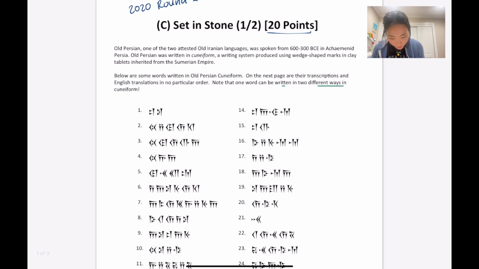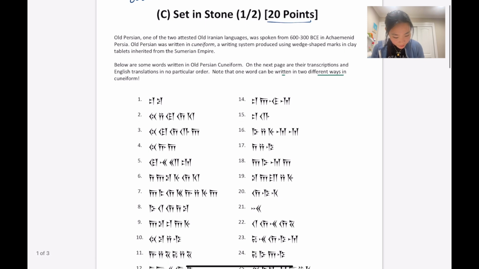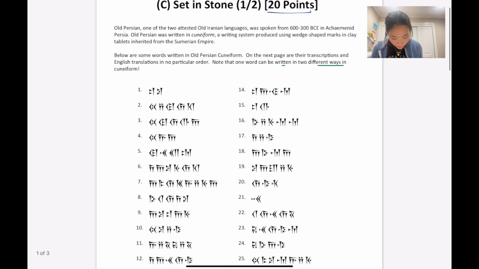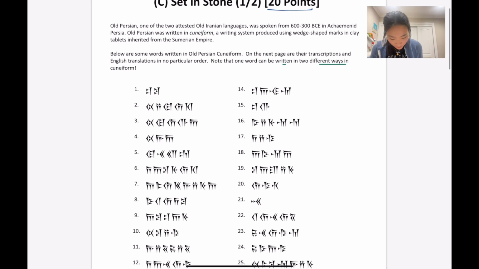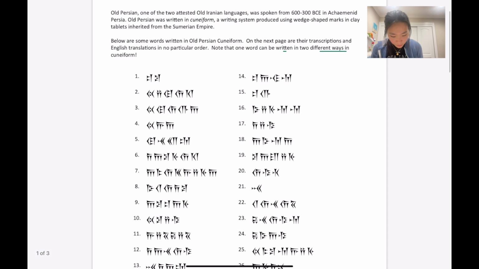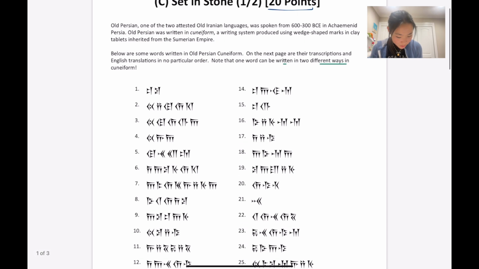Old Persian, one of the two attested Old Iranian languages, was spoken between 600 and 300 BC. Amazing. So it's written in a writing system that uses wedge-shaped marks. So background information, it's fun to know, but usually not too relevant to our problem. It says, below are some words written in Old Persian cuneiform. On the next page are their transcriptions and English translations in no particular order.